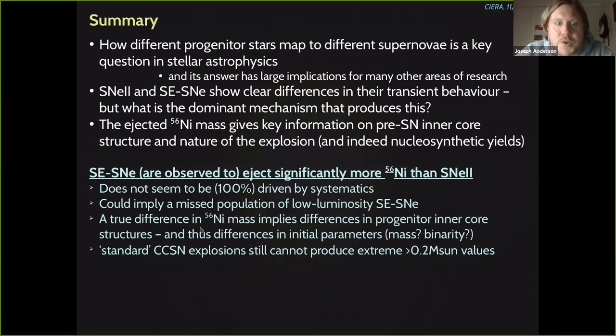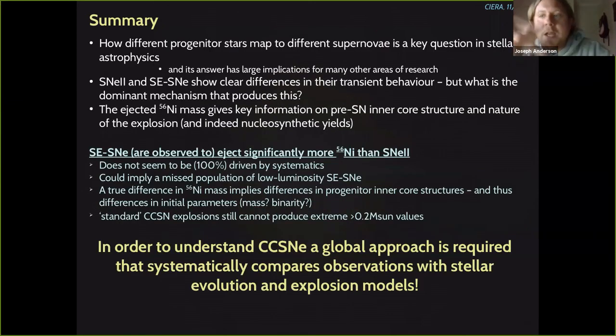I think a true difference in nickel mass implies real differences in progenitor inner core structure. The question is, does this come from mass differences or does this come from binarity? And I still think we have these extreme values that are hard to explain through standard core collapse supernova explosions. And then the last point I want to make is that I came into this through informal discussions at conferences, or looking at different papers and saying, no, there's something strange going on here that we're not really, as a community, discussing.